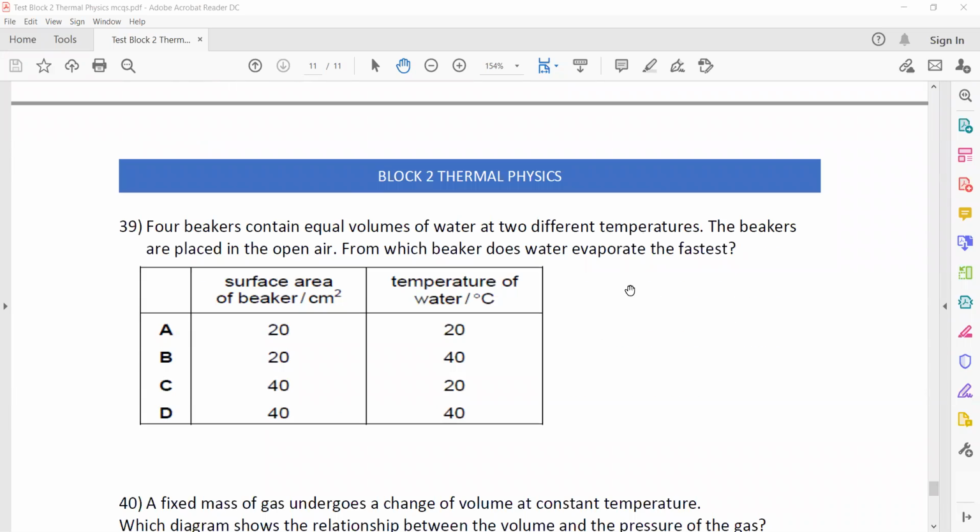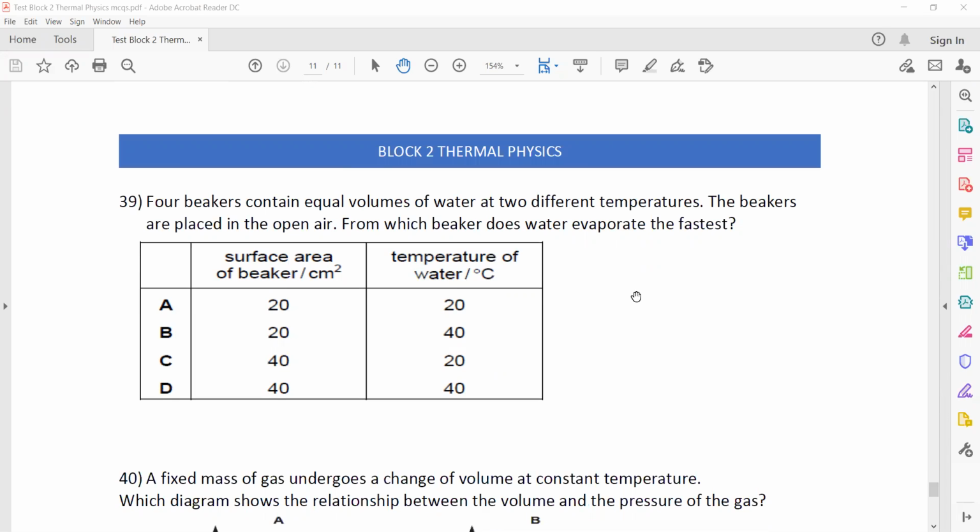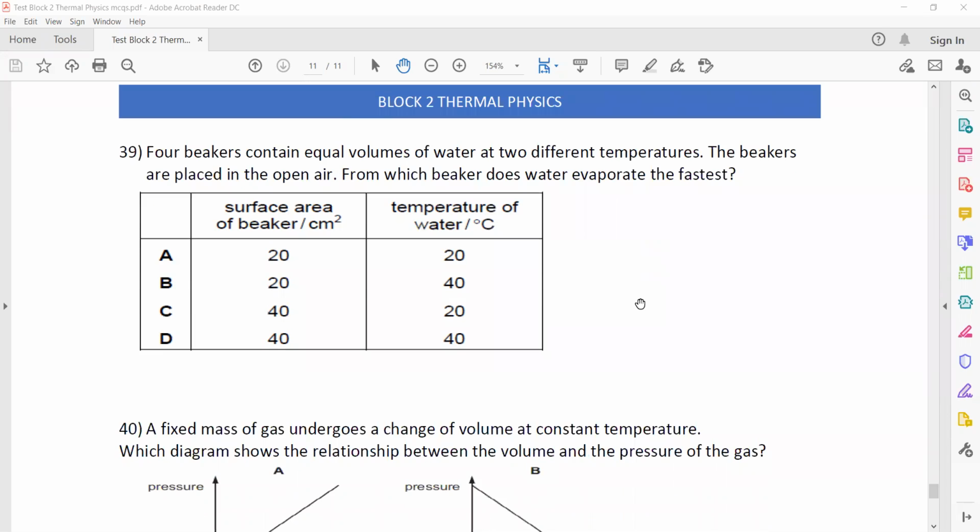4 beakers containing equal volume of water at 2 different temperatures. The beakers are placed in open air. From which beaker does water evaporate faster? Large surface area and high temperature increase the rate of evaporation. Because of large surface area, more molecules are exposed, and at higher temperature, the molecules have more energy, so they can escape faster.